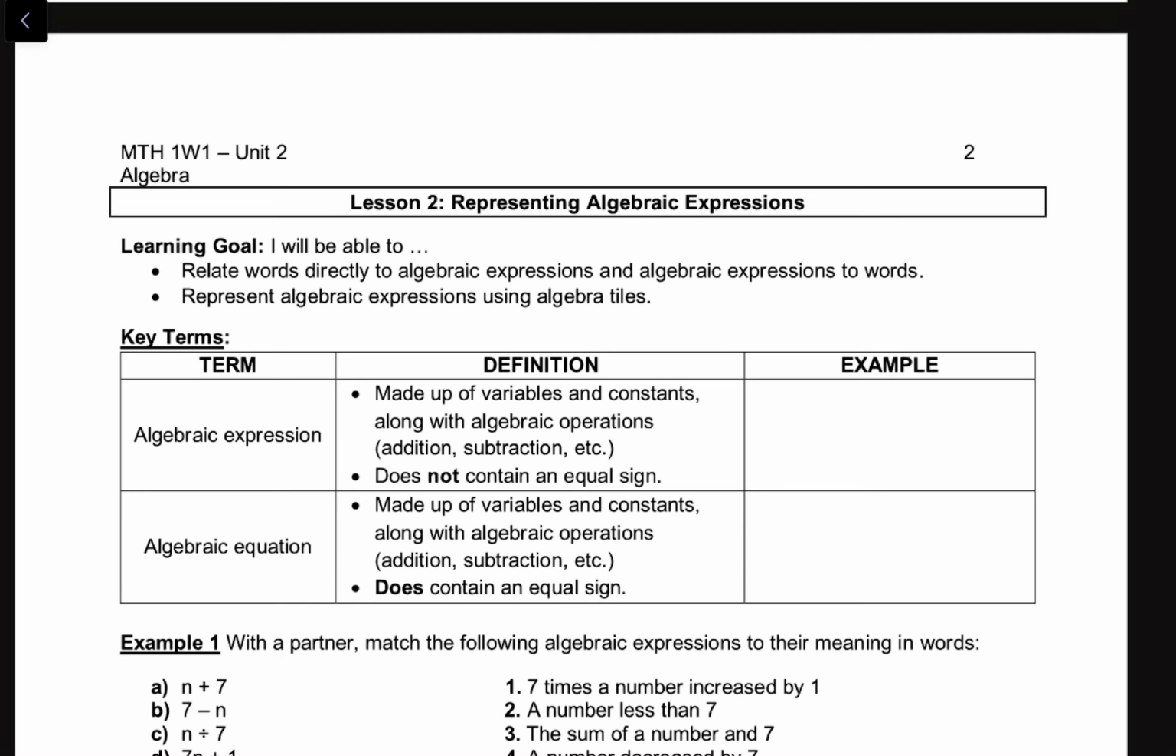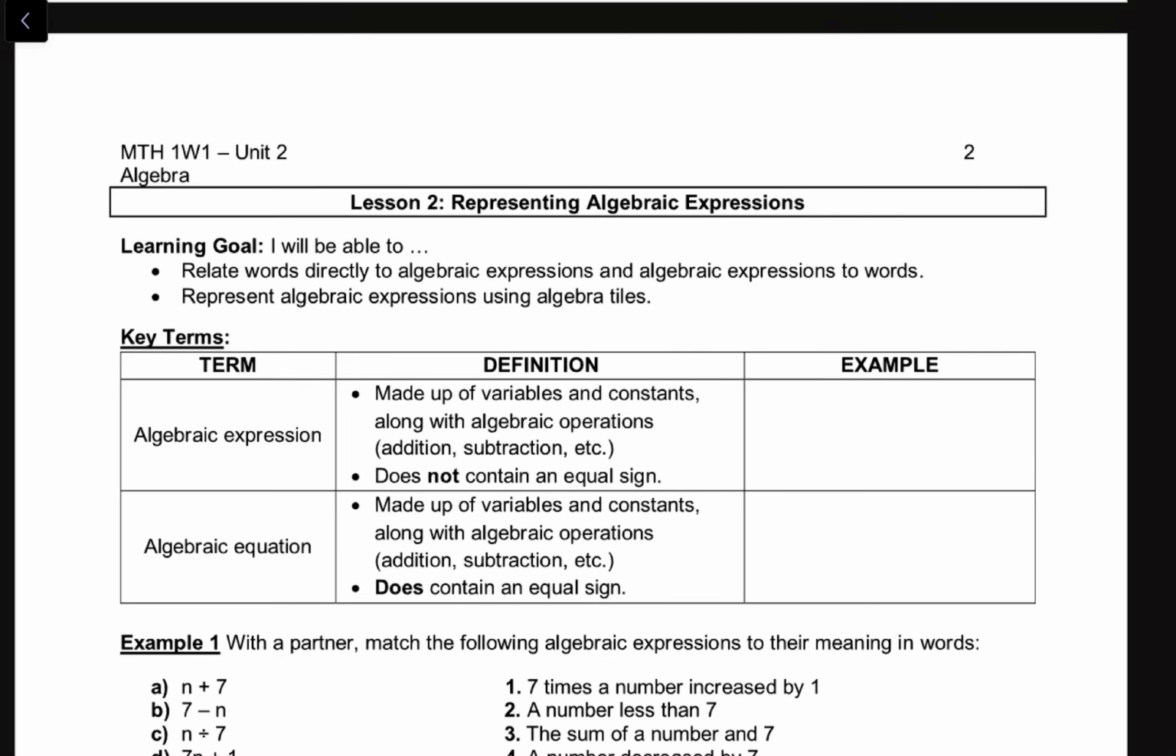For today, our goal is to be able to relate words directly to algebraic expressions and those expressions back to words after looking at them. And then be able to look at algebraic expressions using algebraic tiles. If you looked at the lesson section, there's a section where you can go and look at algebraic tiles. If you haven't done so, please do so. That's always a great way and another way to understand your learning. If we were in class, we would use the actual blocks, but there is an online version, so it's always great to look at that.